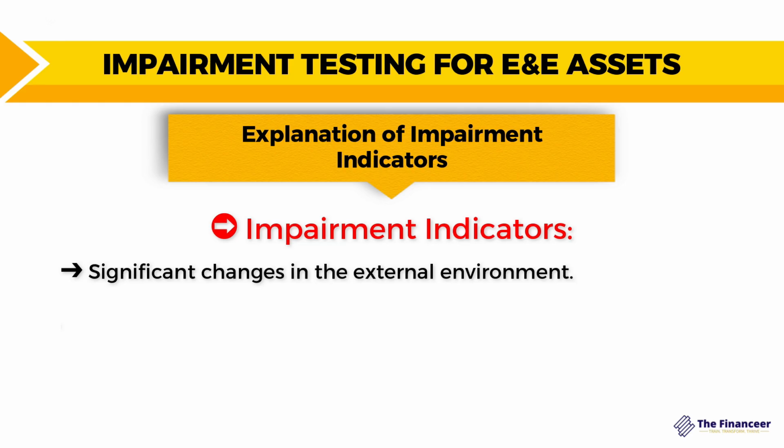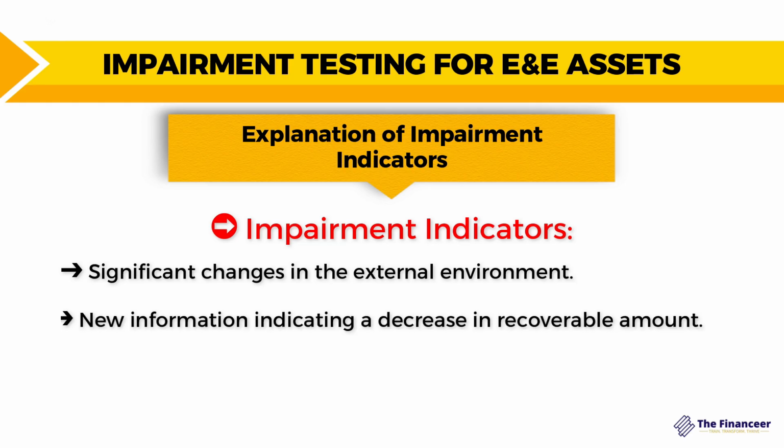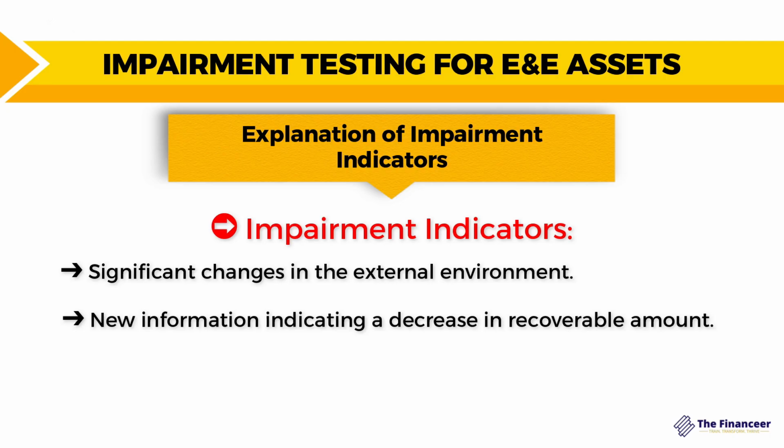The second indicator related to impairment is new information that might indicate a decrease in the recoverable amount. This new information might be related to, for example, political or economic changes, the impact of interest rates, inflation, and the impact of oil prices. All of this will impact the degree of recoverability of the cost that we spend on the E&E assets.